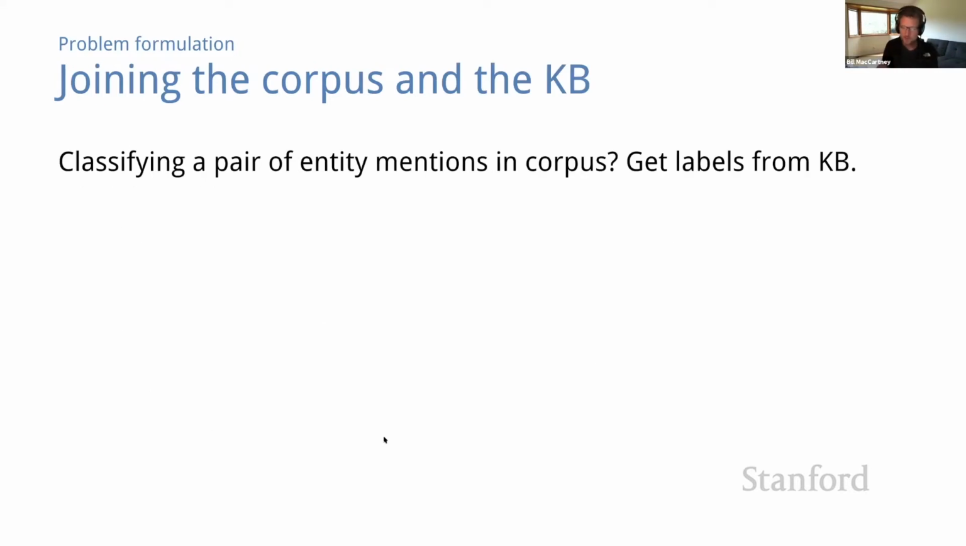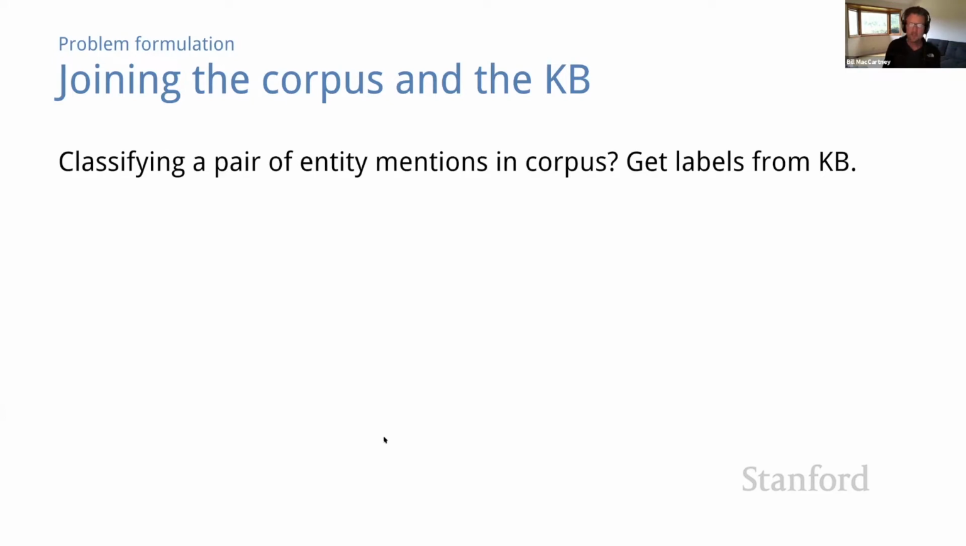The difference between these two ways of thinking about the input becomes really important when we talk about how we're going to join the corpus and the KB. In order to leverage the distant supervision paradigm, we need to connect those two. We need to connect information in the corpus with information in the KB. And there are two different possibilities, depending on how we define the input to the problem. If our problem is to classify a pair of entity mentions in a specific example in the corpus, in a specific sentence, then we can use the KB to provide the label.